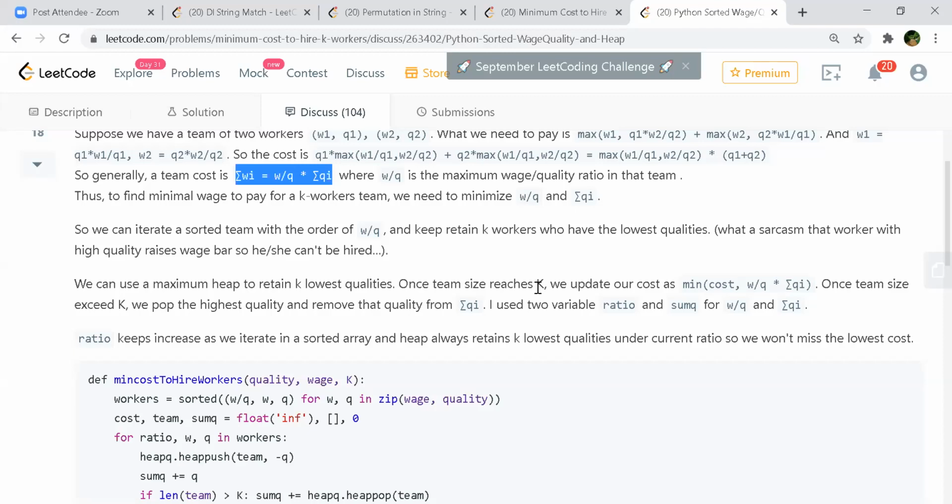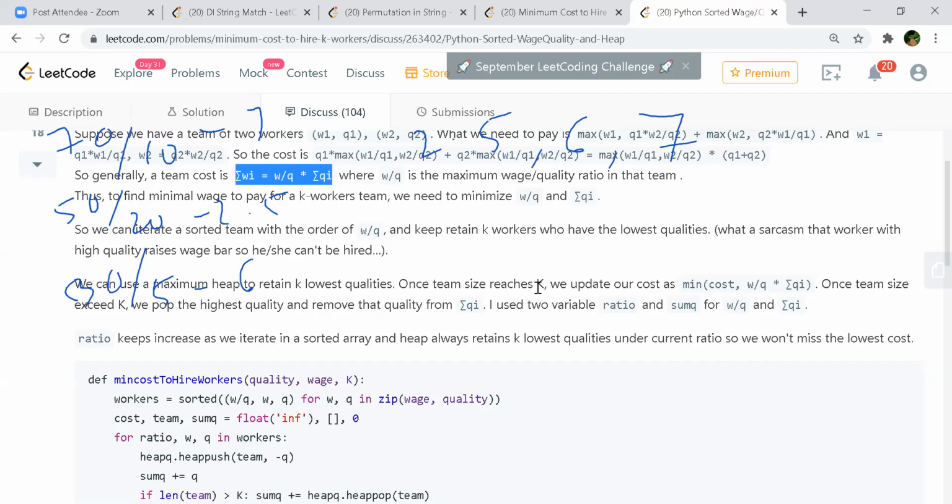So what he's trying to say in this case, I think, is you find the ratios for each and every worker. Correct. In our case, if we have all these ratios, I'll just draw it again here. We have 70 by 10, which is 7, and the other is 50 by 20, which is 2.5. And this one was 30 by 5, which is 6. Then we sort this, that is what you're saying: sorted team of W by Q. So then we'll have 2.5, 6, and 7.